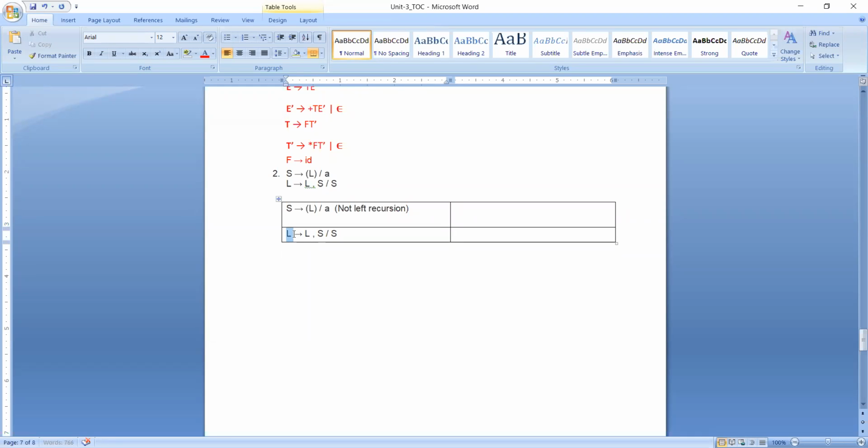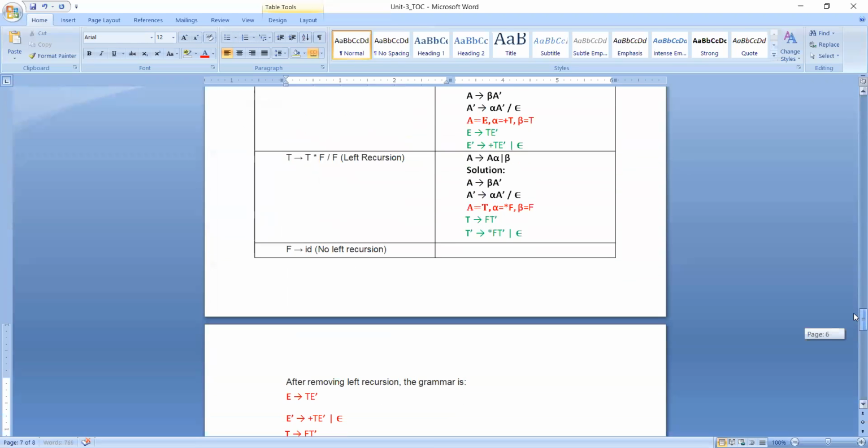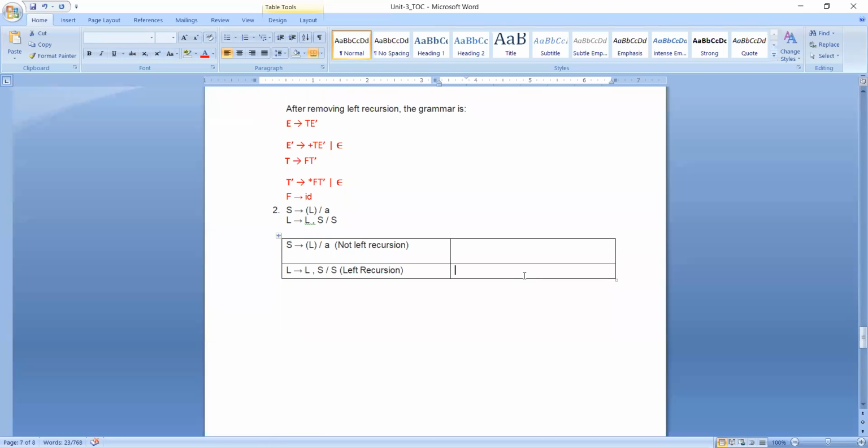What is second production? L derives to L comma S or S. You can see the first symbol appearing on the left hand side of the production is a capital L, and on the right hand side we have first symbol which is also capital L. Now we can say that this production is involved in left recursion. It is involved in left recursion. So what we have to do now? So we need to follow the formula, A derives to this formula we need to apply. Okay. So let us go ahead.